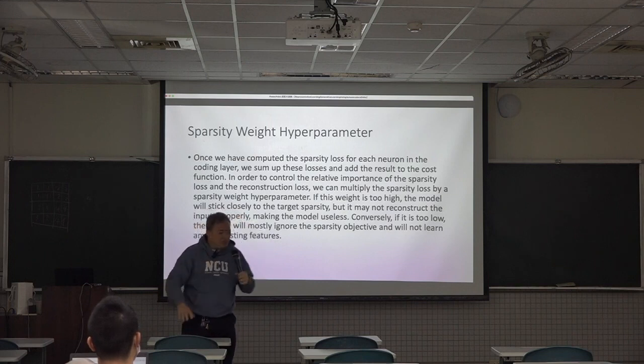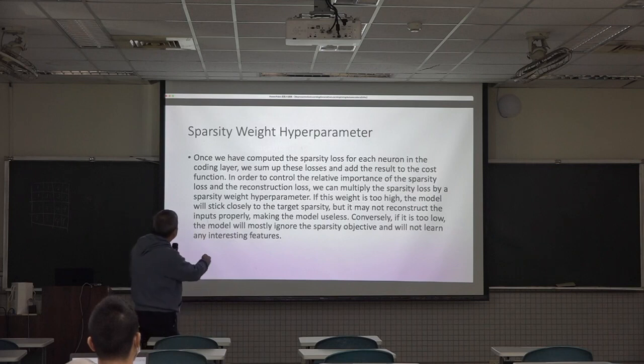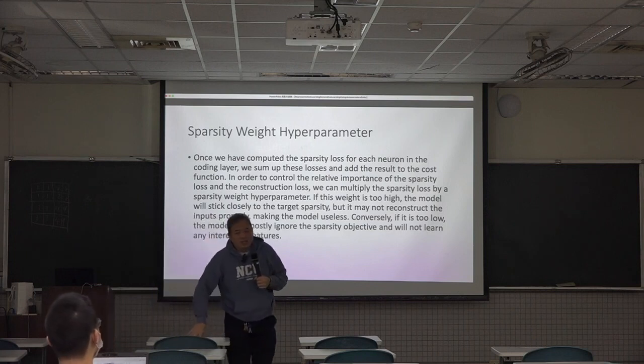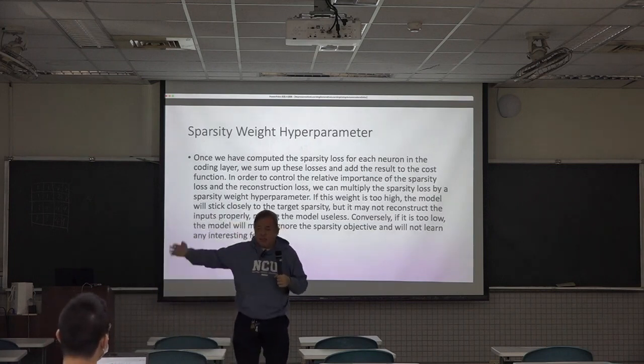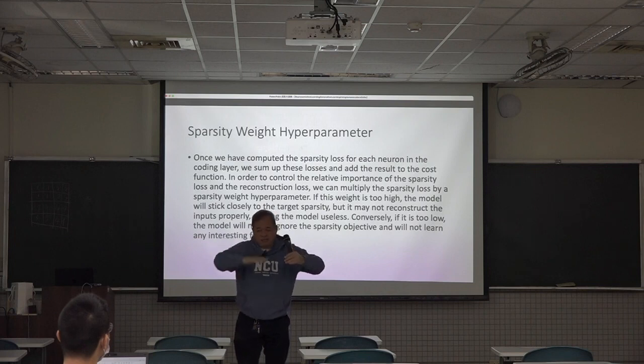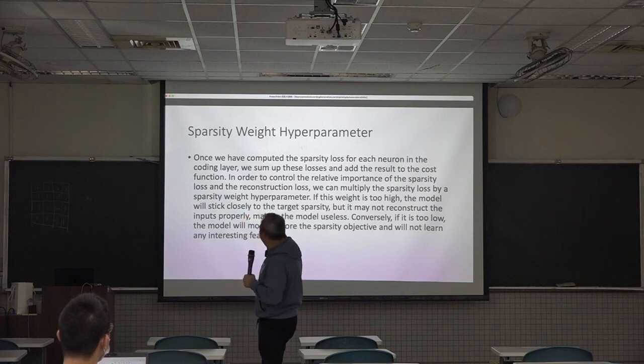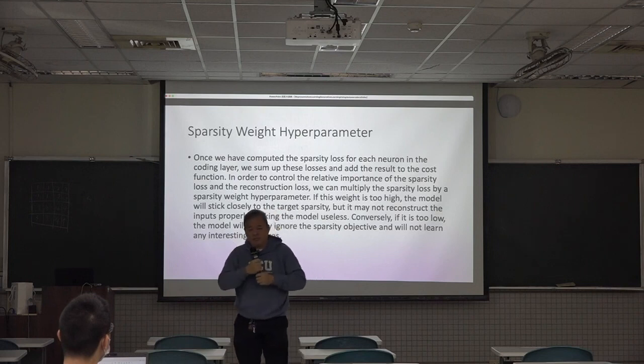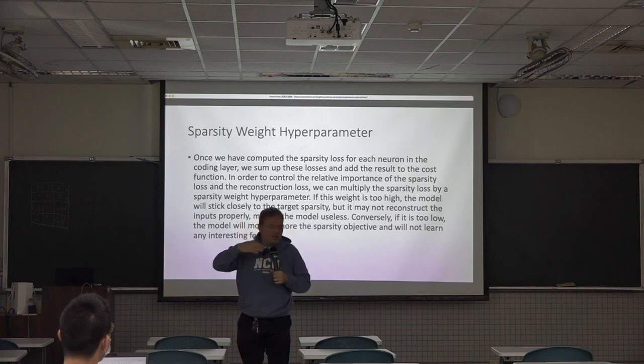So for these two terms, we have this sparsity weight. This sparsity weight is multiplied to the sparsity loss, and if this value is bigger, it means you care about the sparsity constraint more, and you do not care about the reconstruction loss that much. If the sparsity weight is small, that means you care about the reconstruction more, and you don't care about that constraint that much.